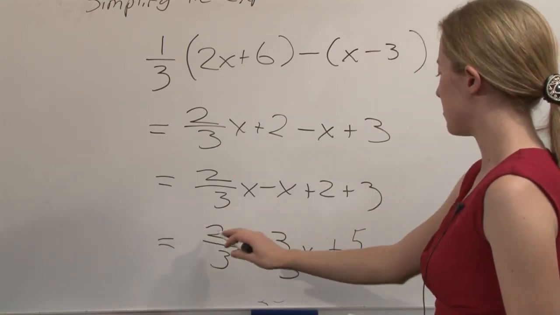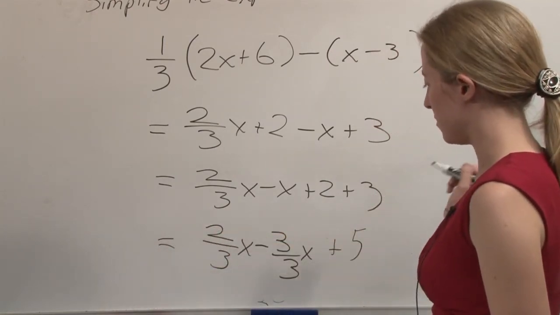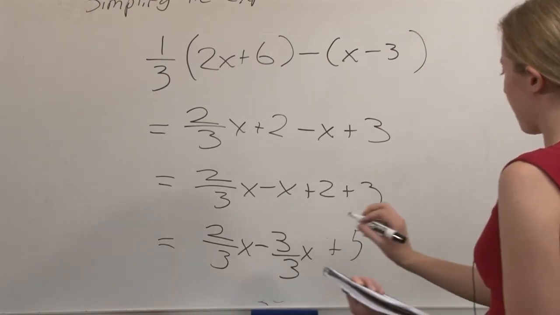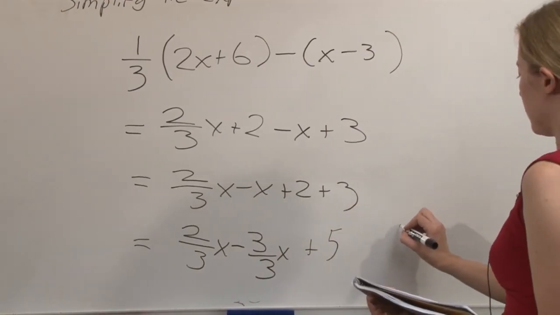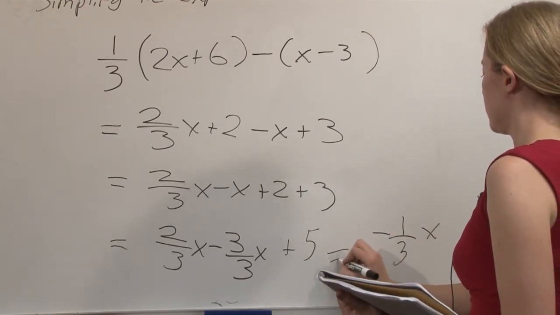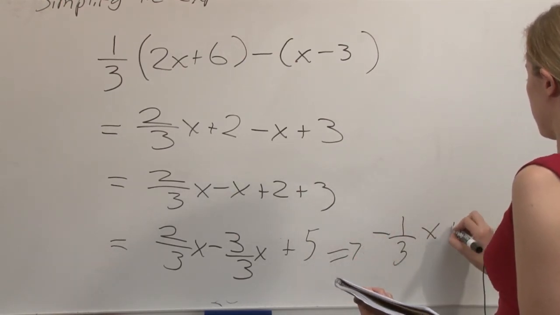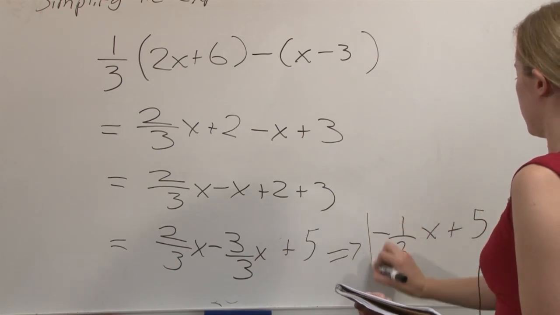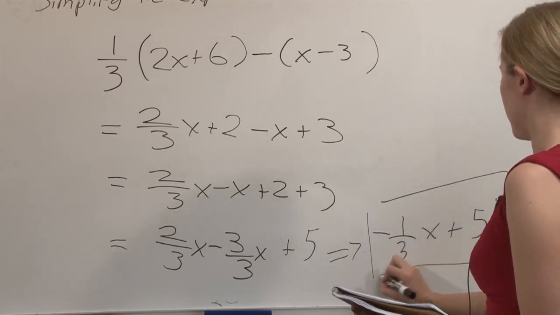So then I'm just going to combine these coefficients like you would normally combine a fraction. 2 minus 3 is negative 1. So that's going to be negative 1/3 x plus 5. That is the simplified expression.